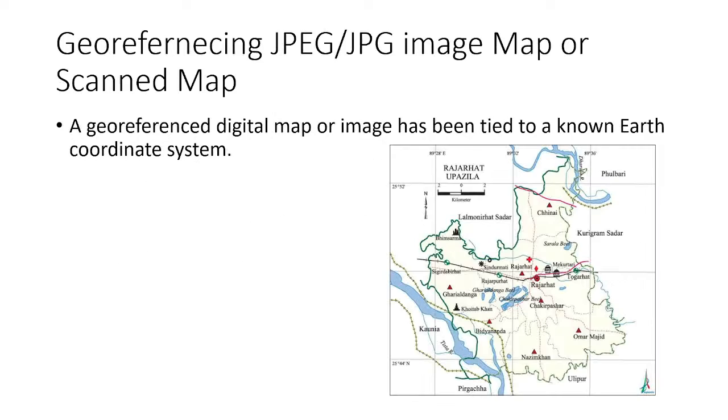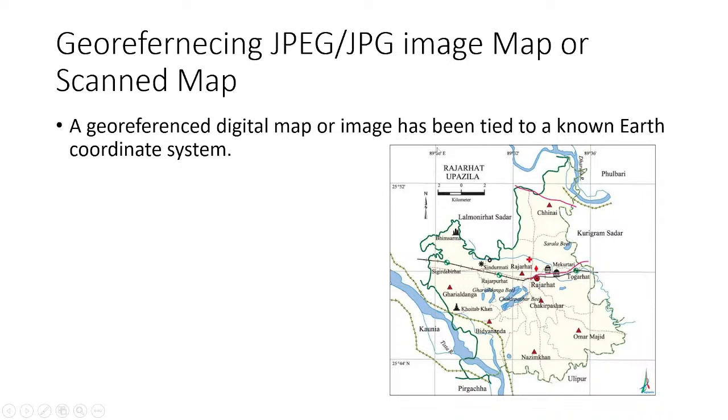So this time for the georeference, suppose you have a JPG image or scanned map or anything, and you want to make it georeferenced. And what is the georeference? Georeference means that a digital map or image has been tied to a known earth coordinate system. So here you can see this map already has some values.